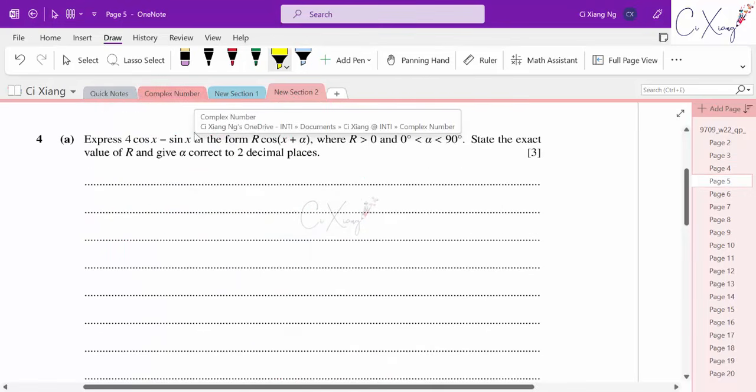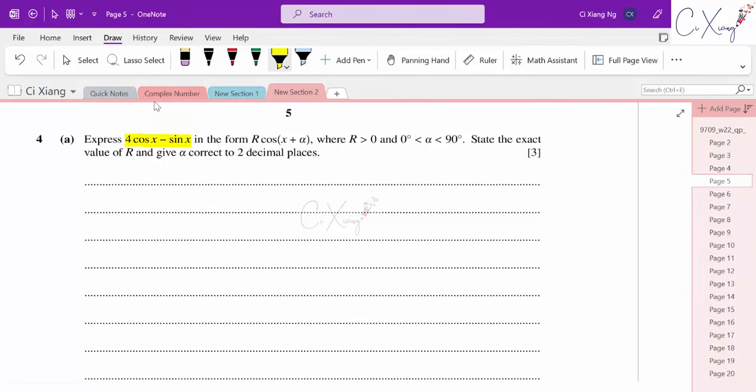Okay, so question number 4, they want us to express 4 cos x minus sin x in the form r cos(x plus alpha), where r is greater than 0, and alpha is between 0 and 90 degrees. They want us to state the exact value for r and also alpha correct to 2 decimal places.